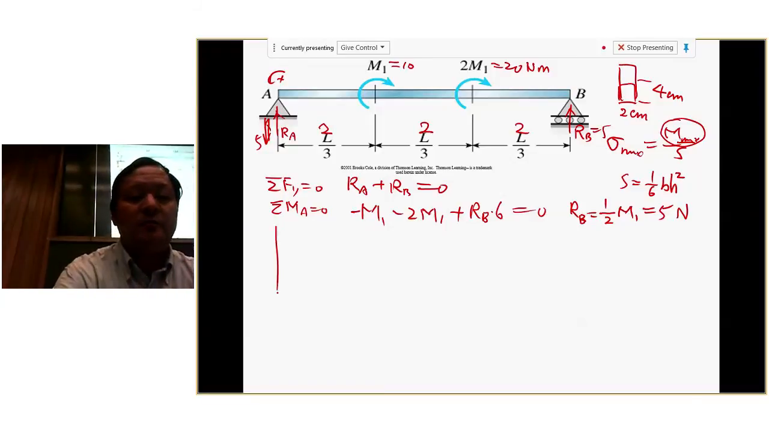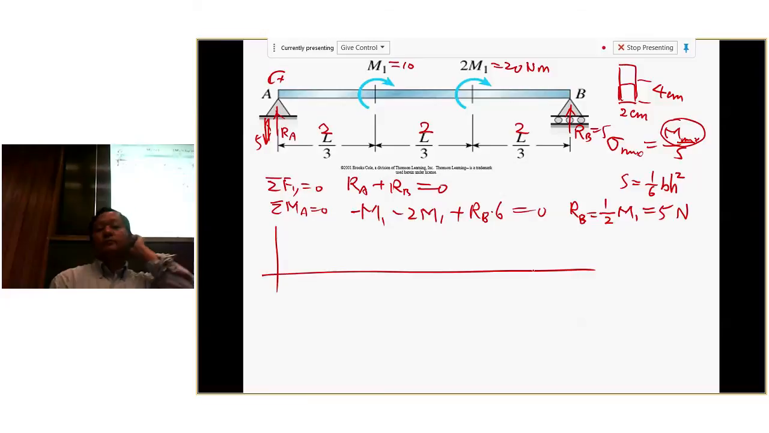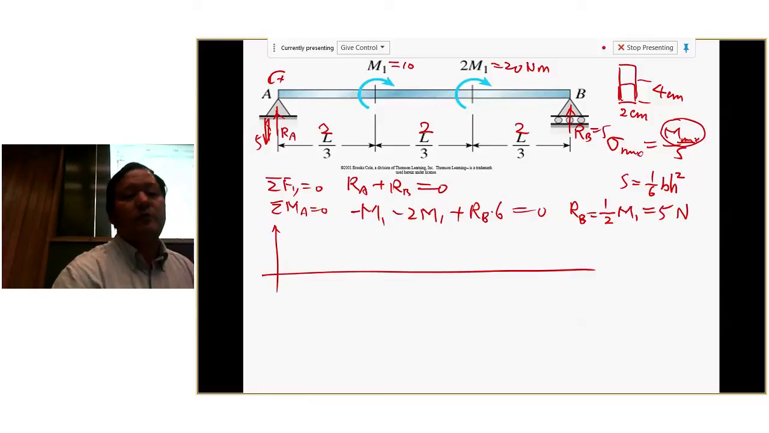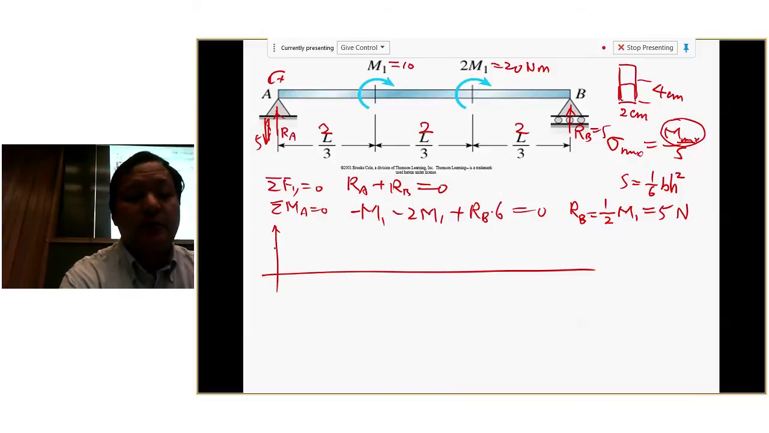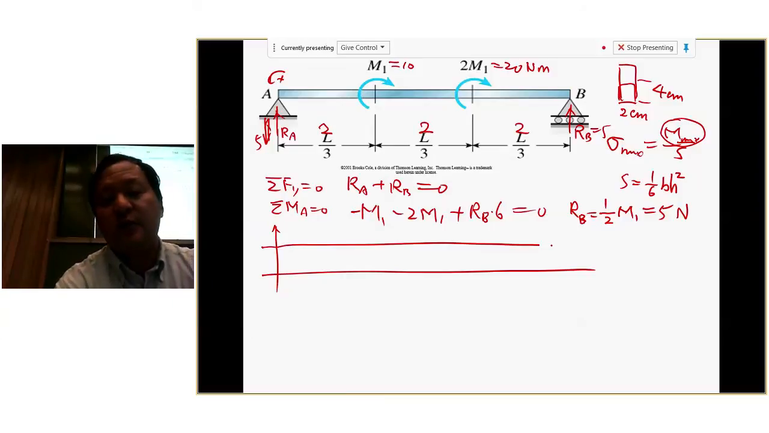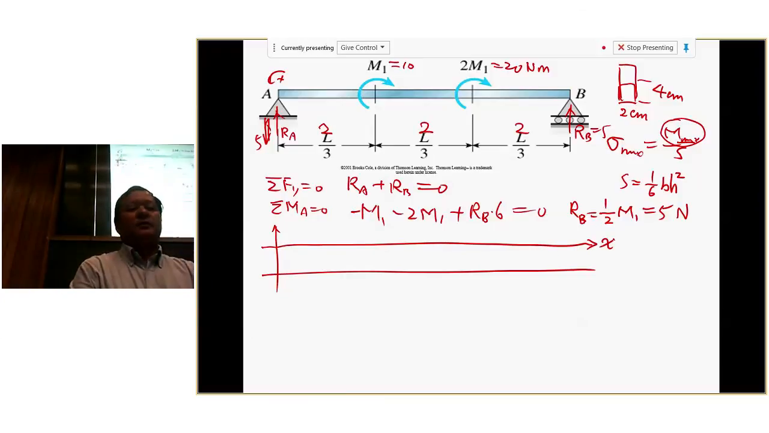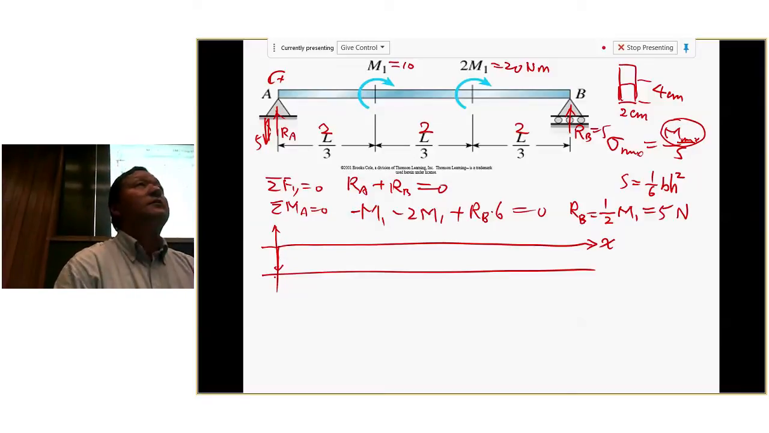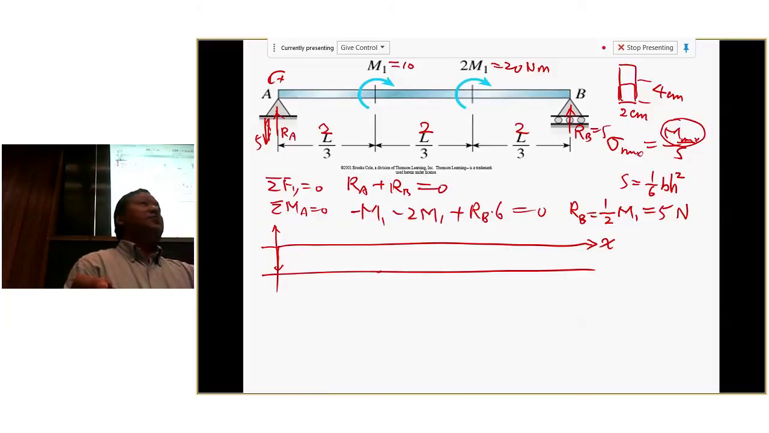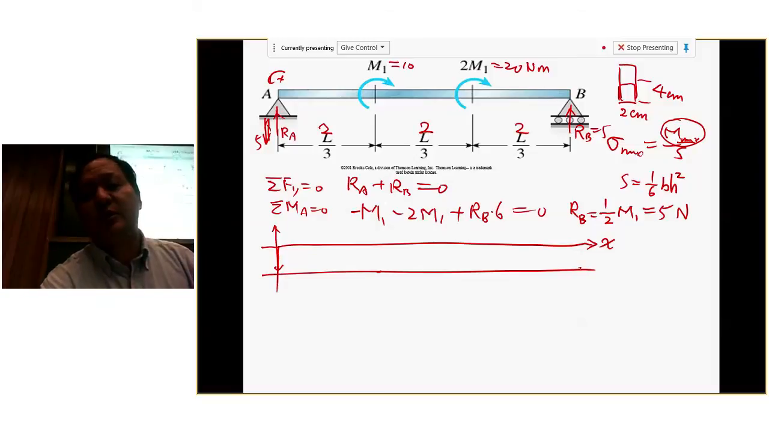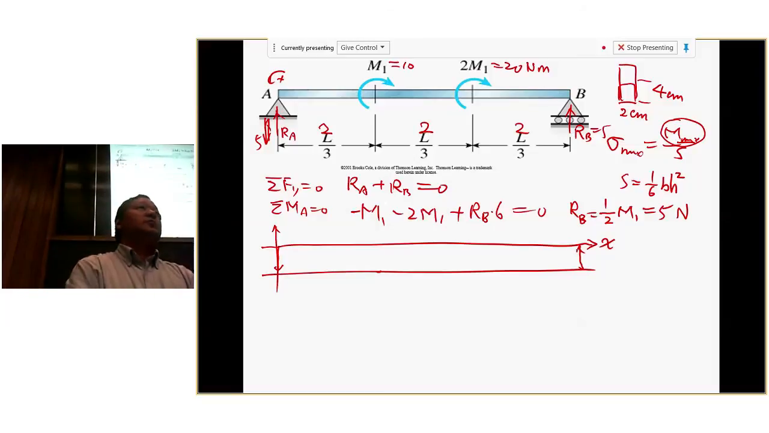Now the VM diagram. V. What's the VM diagram? Start at 0. Actually, I need to change the line. I'll put the axis here, I'm out of space. So start at 0, then you go down 5. Then you keep going. Now, do you see a concentrated moment jump? No, there's no concentrated force, so the shear doesn't jump. So just keep going until here. Then at the support, you go back up. So basically a constant shear everywhere. All right, now next M.